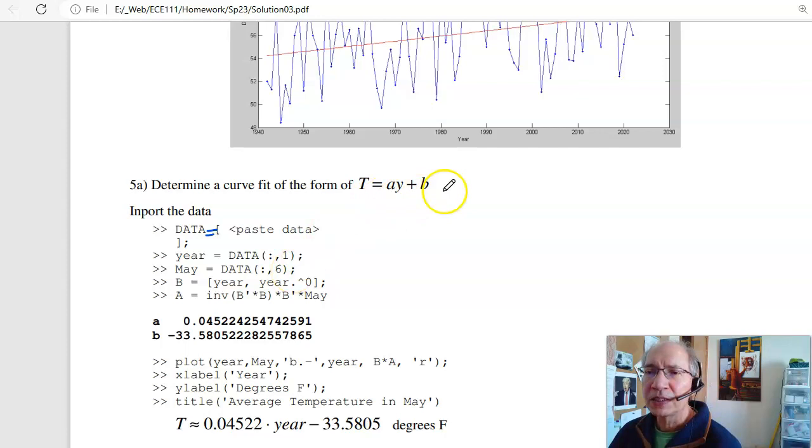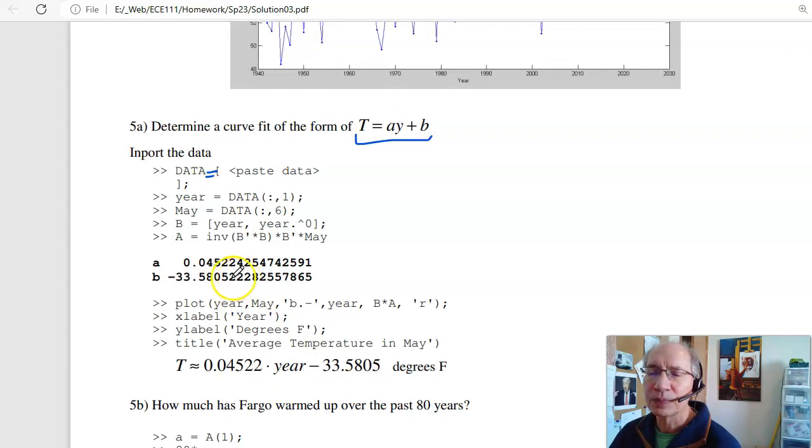Form the basis. I want to have this form of an answer. So my basis is going to be year and 1. So here's year and 1. A is same as before: inverse of B transpose B, B transpose times Y. In this case, Y is May. Here's my curve fit. Plot it.